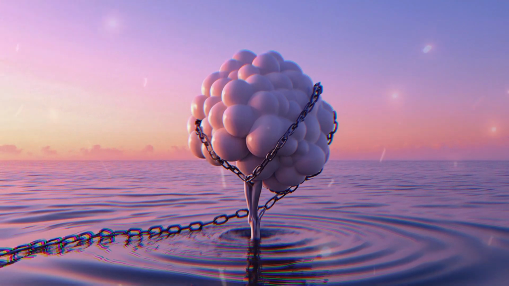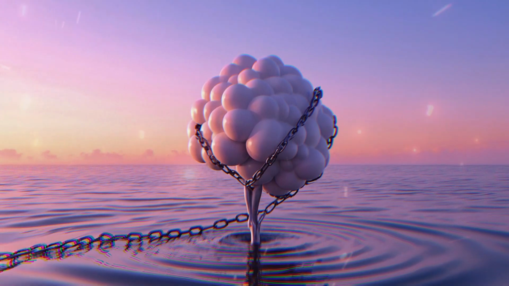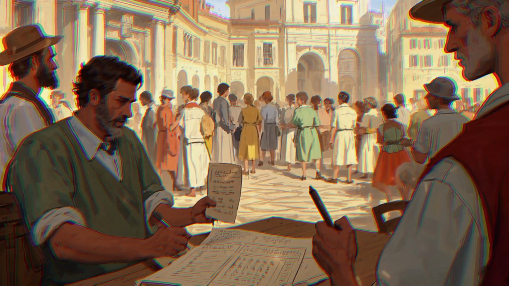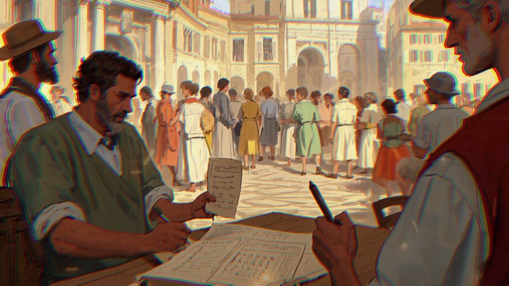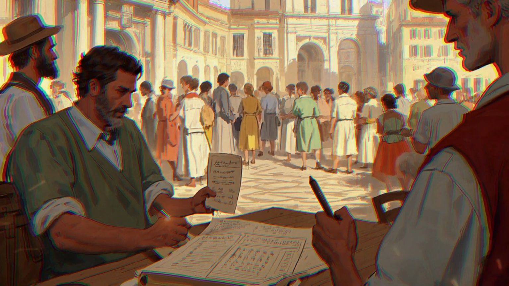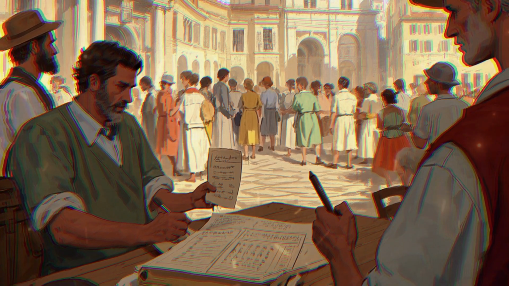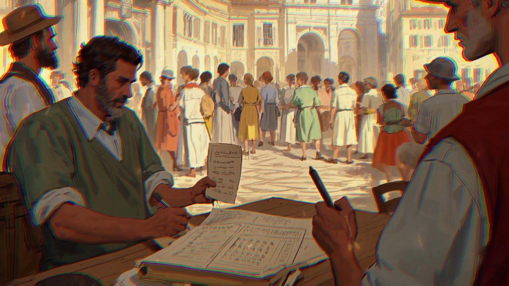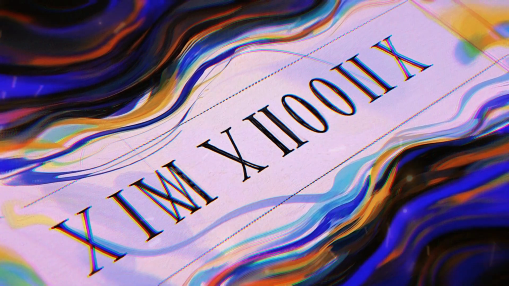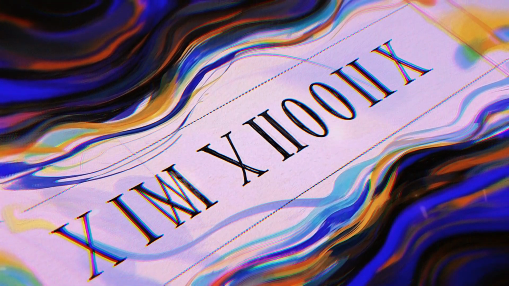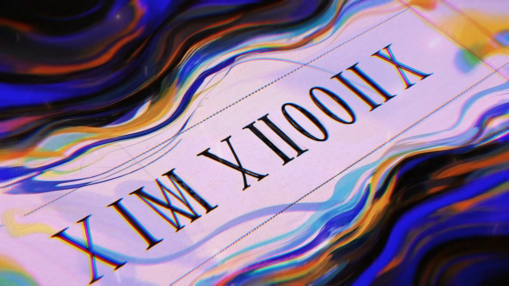But here's what makes this truly mind-bending. The Romans, with all their engineering genius, used a number system that made basic arithmetic a nightmare. Try multiplying XIV by 3 using Roman numerals and you'll understand why Roman accountants were among the most feared professionals in the empire.